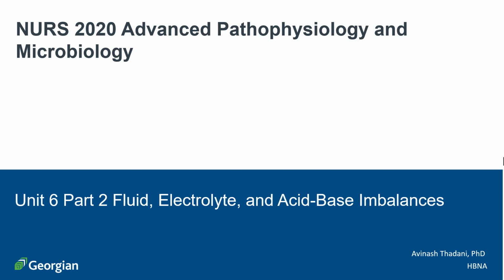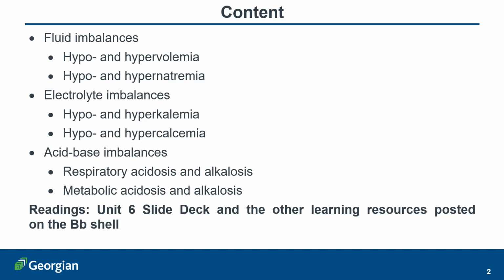In this lesson we'll focus upon fluid, electrolyte, and acid-base imbalances. We'll start off by examining and discussing the fluid imbalances, specifically hypo and hypervolemia, which we'll see is related to sodium balance as well. And then we'll move on to the electrolyte imbalances, hypo and hyperkalemia, hypo and hypercalcemia, and then close off with the acid-base imbalances, specifically focusing upon respiratory acidosis, metabolic acidosis, respiratory alkalosis, and metabolic alkalosis.